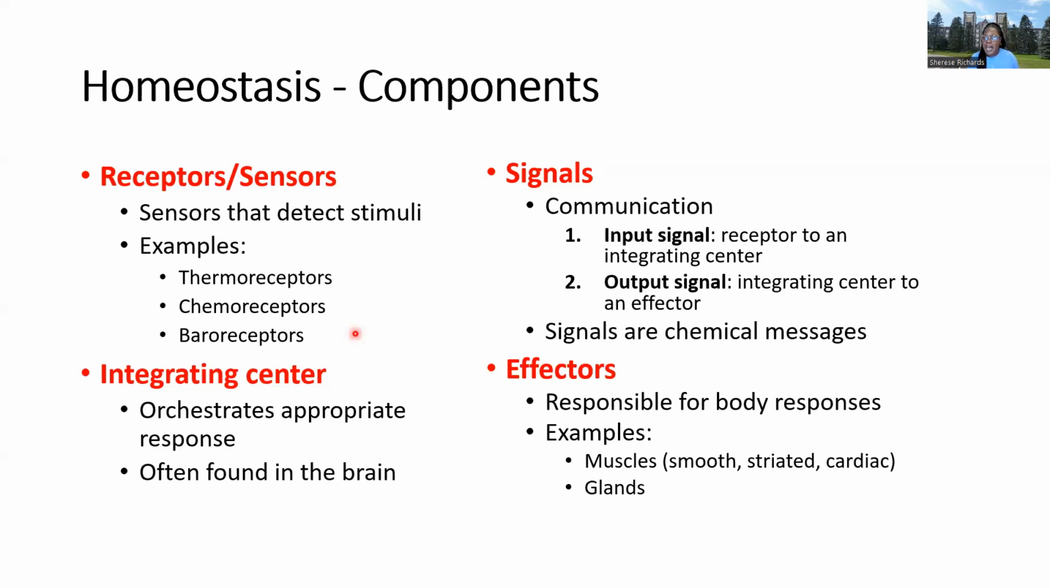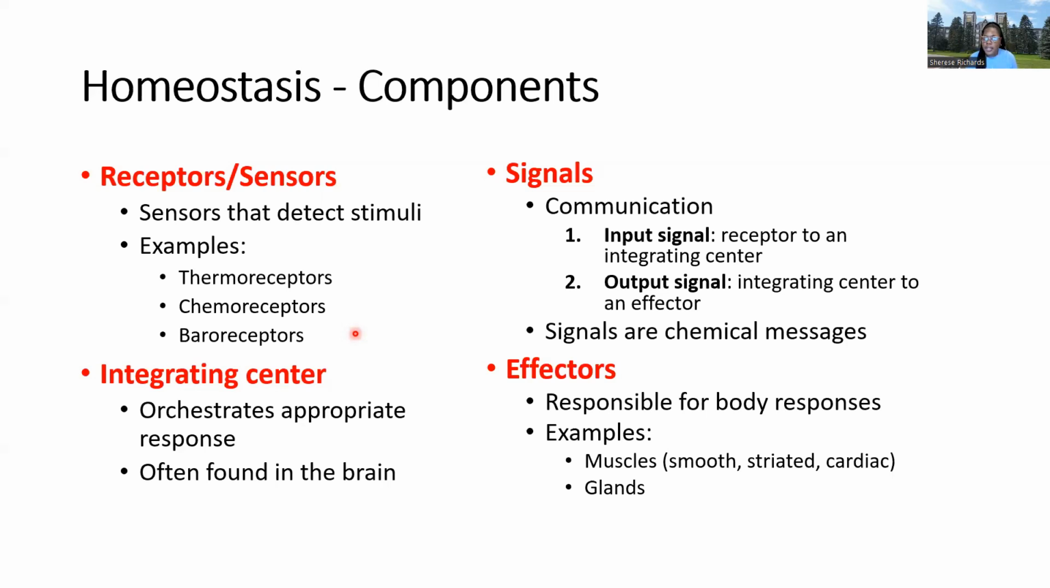These are the messages that are being sent to and from the brain, the effector organs, or even the receptors and sensors. So there can be input signals which go from receptors to the integrating centers, from the receptors out in the periphery up to the brain. Those are called afferent signals because they're going toward the brain. And then there are output signals which are going in the opposite direction, from the integrating center, again in the brain, down to the effector organ.